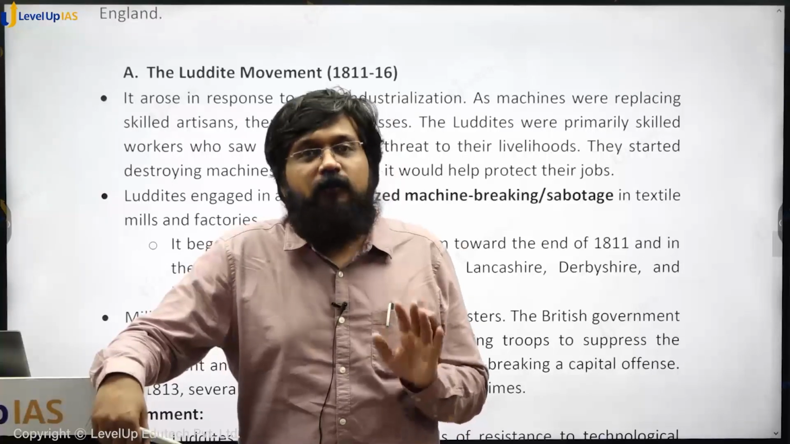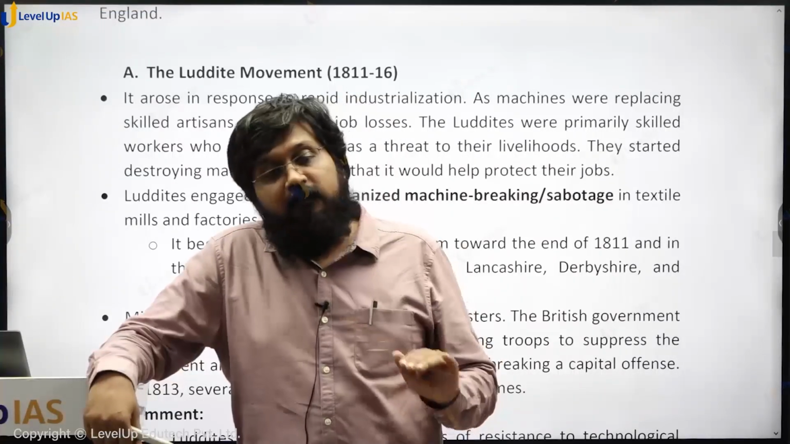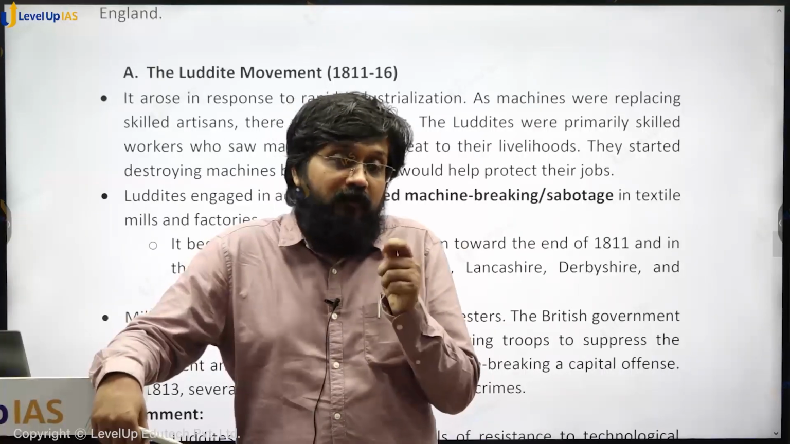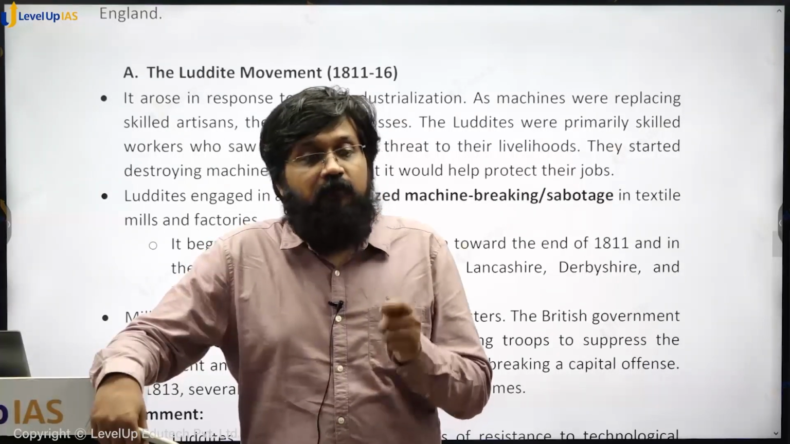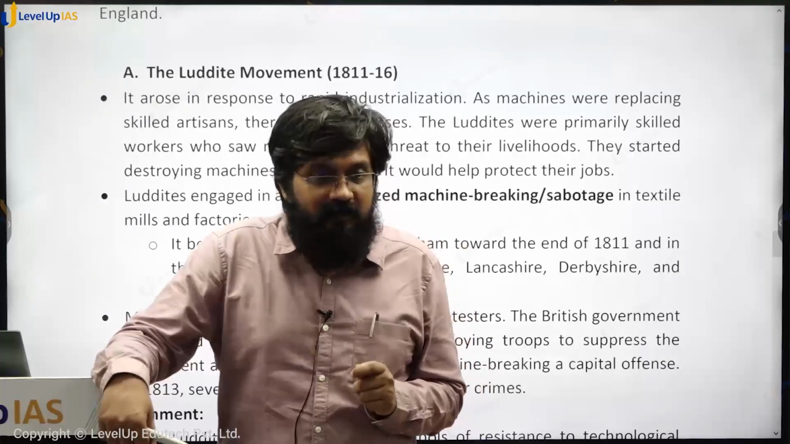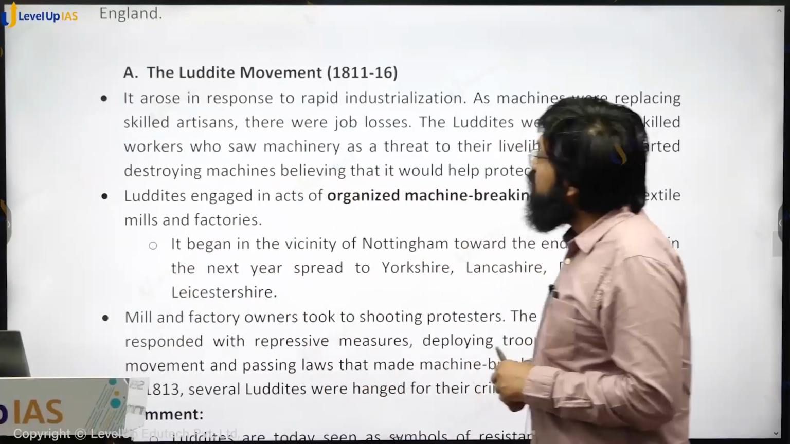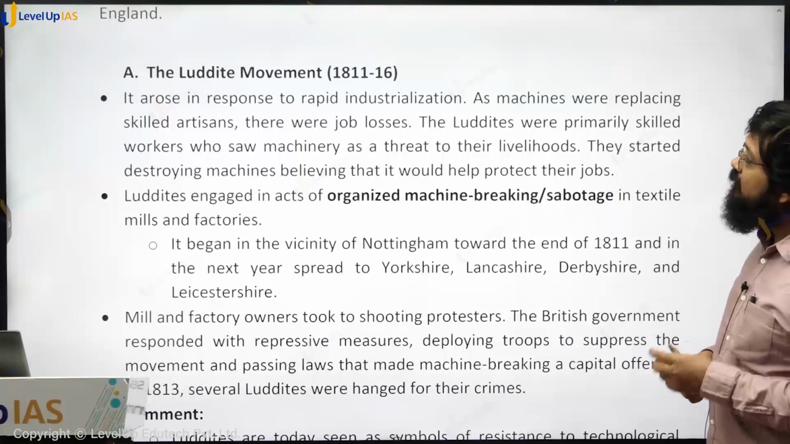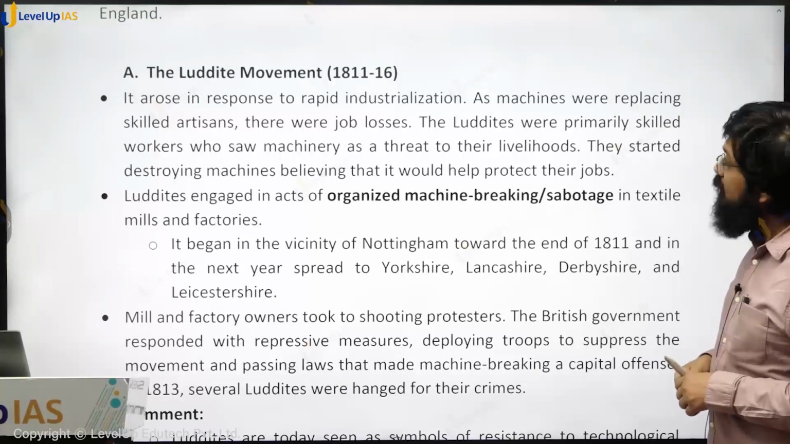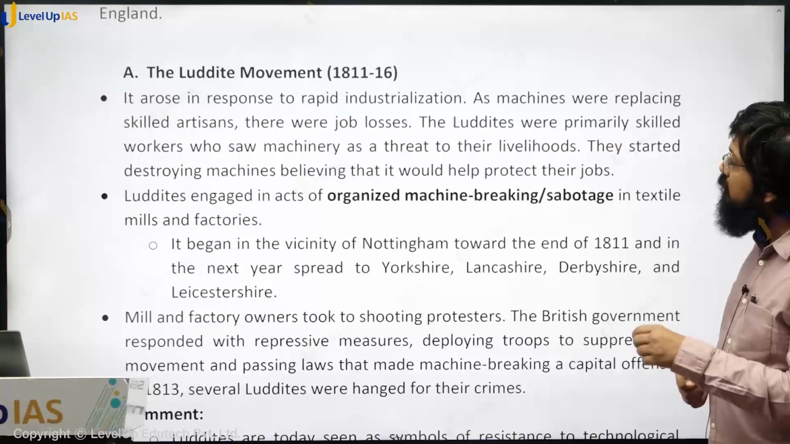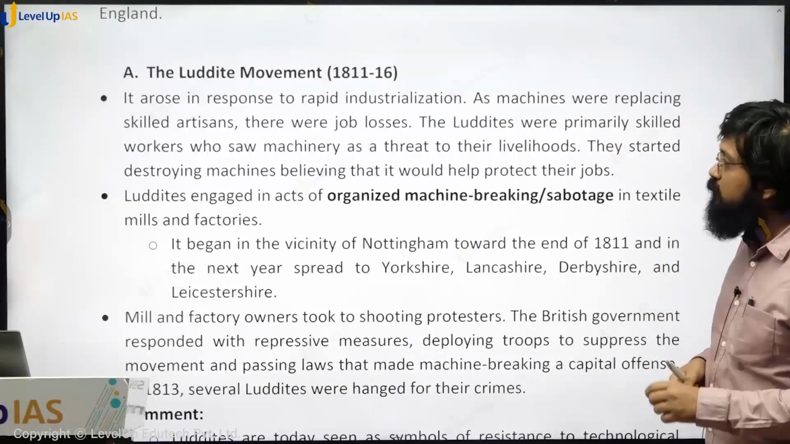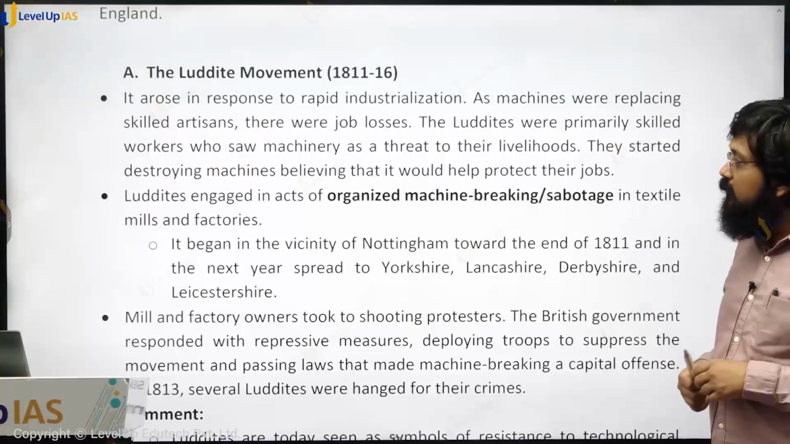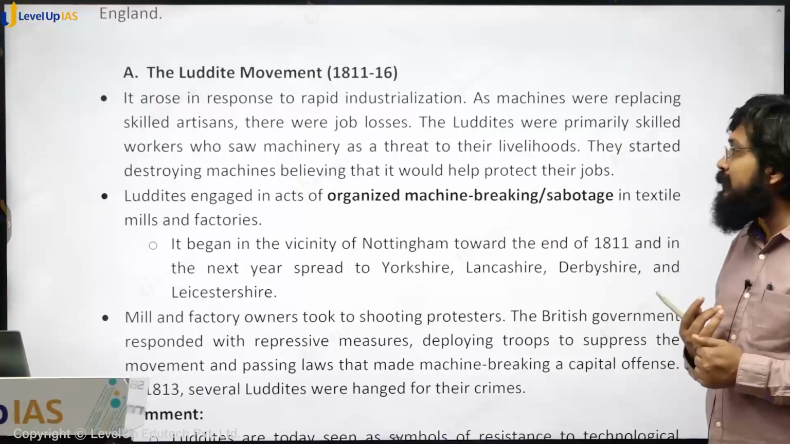This is not the actual labor movement. Labor movement will emerge after the Luddite. But Luddite is a very primitive response to the problems. The problems are very real. They are grave, but the response is very primitive from the worker side. So it arose in response to rapid industrialization as machines were replacing skilled artisans. There were job losses. Luddites were primarily skilled workers who saw machinery as a threat to their livelihood. They started to destroy machines, believing that it would help protect their jobs. Luddites engaged in acts of organized machine breaking and sabotage in textile mills.